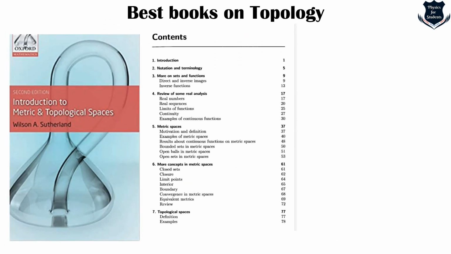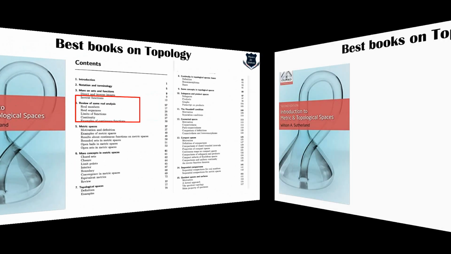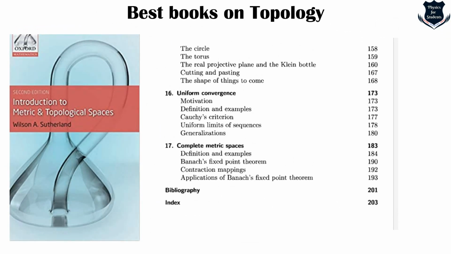So you see, the beauty of this book is that it starts with this one. It will review real analysis, right, real numbers, real sequences, continuity, limit, etc. Then you see it comes with metric spaces, more concepts on metric spaces. Then it will start with topological spaces. Then Professor Sutherland goes into continuity, and explains the Hausdorff condition, connected spaces, etc. So as I was talking, you see set theory, real analysis, etc. Further, Professor Sutherland explains the circle, torus, uniform convergence, and the complete metric spaces, finally ending with Banach's fixed point theorem.